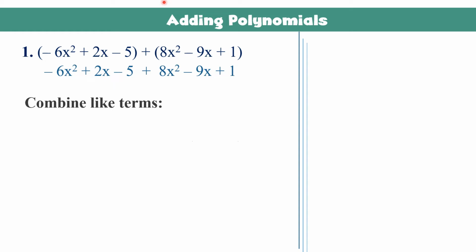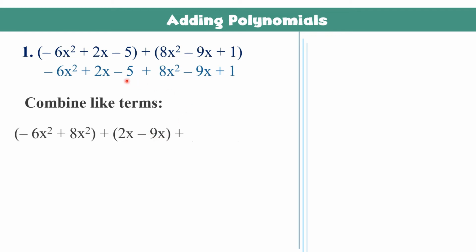So when we say like terms, those are the terms with the same variable. For example, negative 6x squared can be combined with positive 8x squared since they both have the variable x squared. So let us combine them, negative 6x squared plus 8x squared. Then aside from that, we have here 2x. We can combine this with negative 9x because both of them have the variable x. So positive 2x and negative 9x.